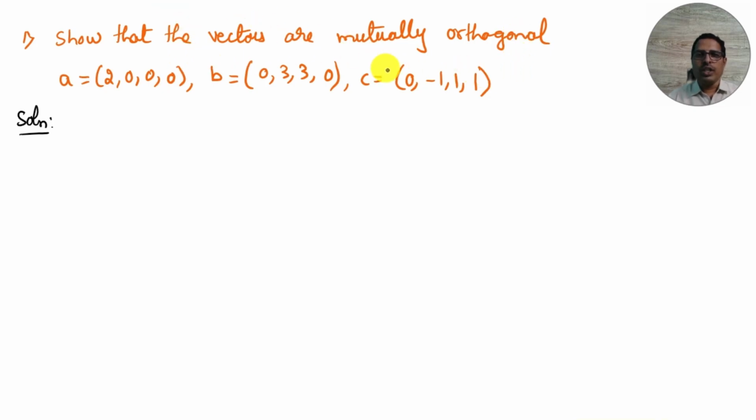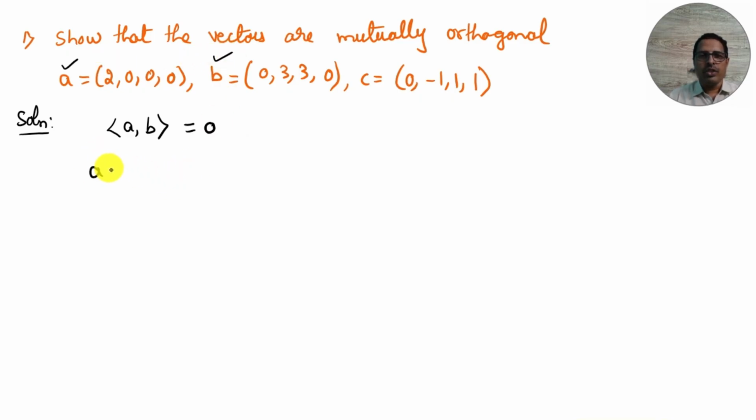To show that these vectors are orthogonal, we should have the inner product to be equal to 0. The inner product of two vectors should be equal to 0. Now how do we show that the inner product of these two vectors is equal to 0? Let us take these two vectors A and B.